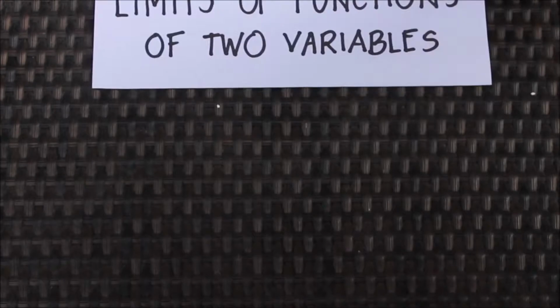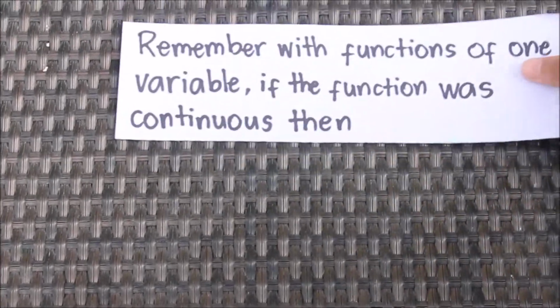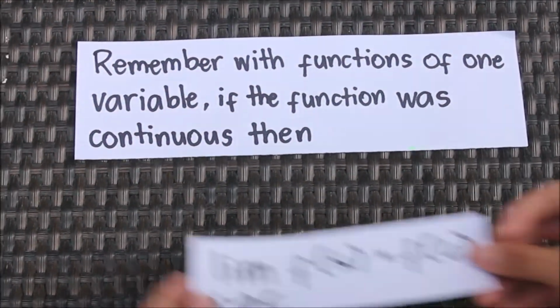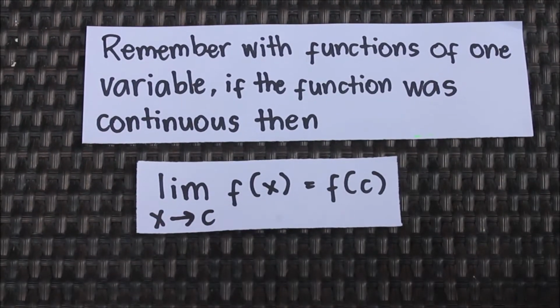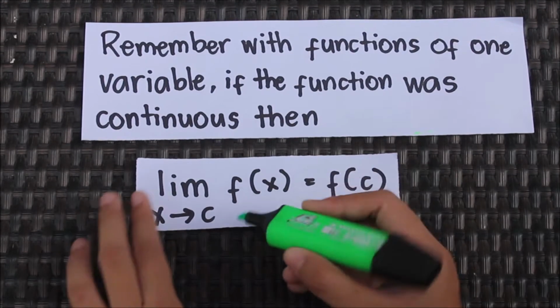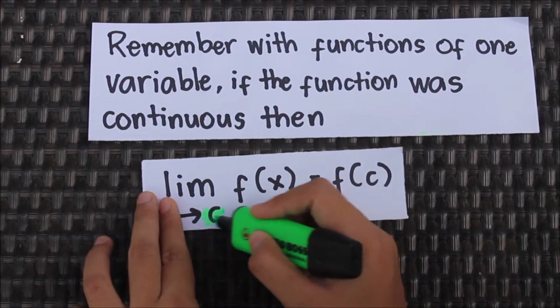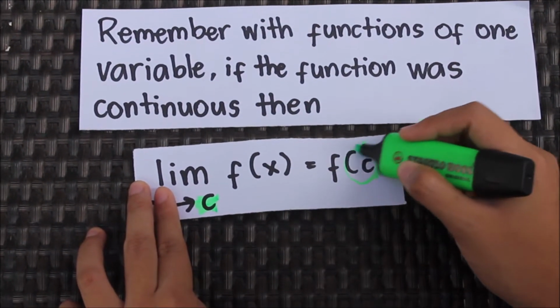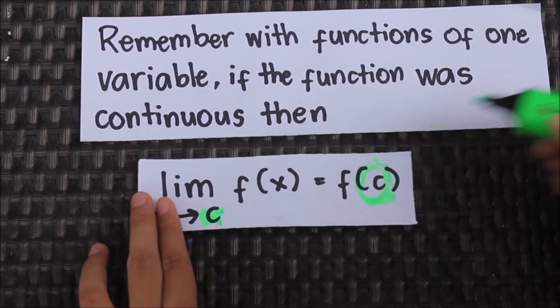So, we have to figure out how we're going to determine the limit if there's potentially an infinite number of paths to consider. Remember, with functions of one variable, if the function was continuous around the value of c, we could determine the limit by performing direct substitution. So, we take this value of c and just plug it into the function if the function is continuous around that value.